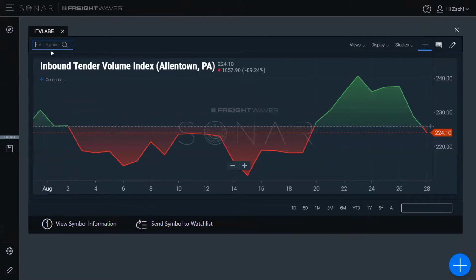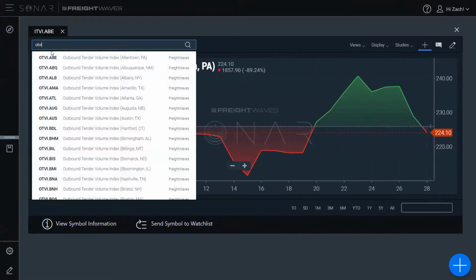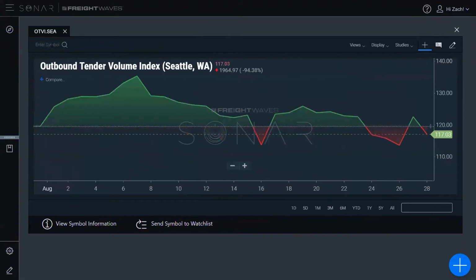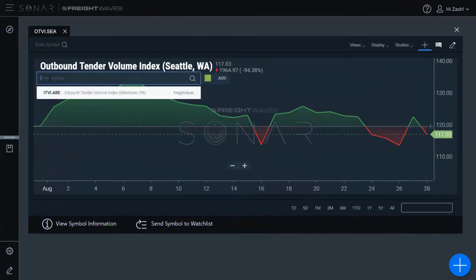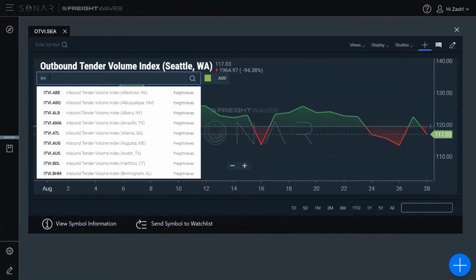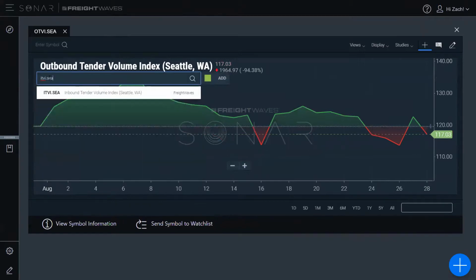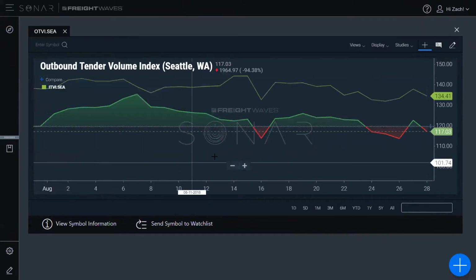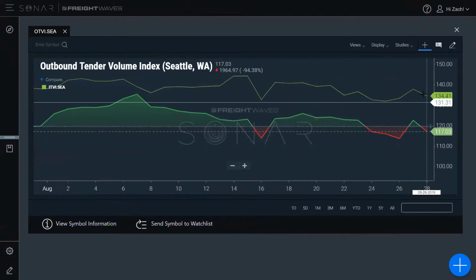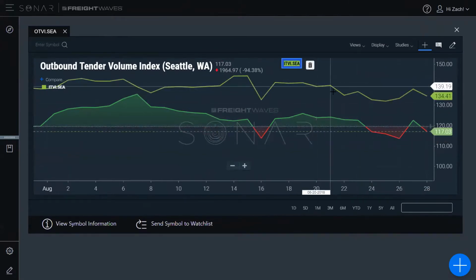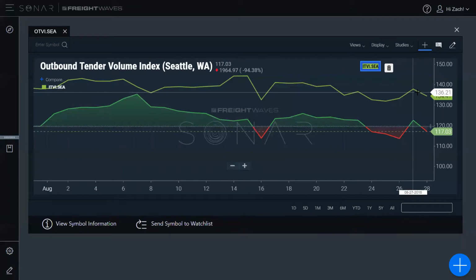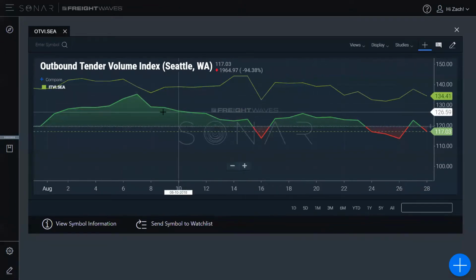We talked about that a lot. Let's check out Seattle. I think everybody understands what the Seattle market's MO is. I'm going to go ahead and pull up the outbound tender volume index, Seattle, and the inbound tender volume index, Seattle, ITVI. And you're going to see the inbound has exceeded the outbound, as you would expect.